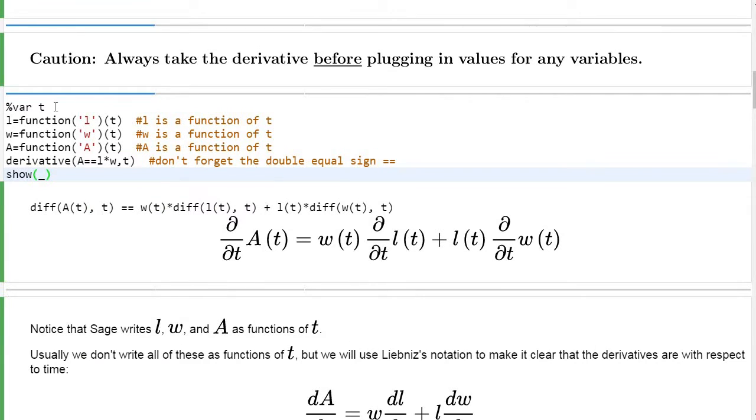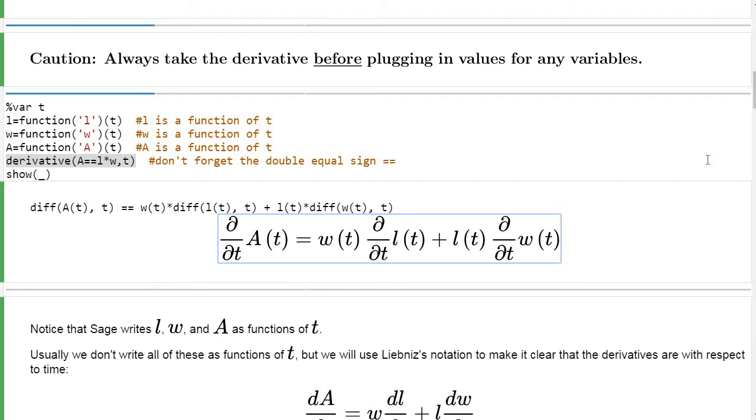So here's how to do that in Sage. Tell Sage first t is a variable, then you need to tell it that L is a function of t, W is a function of t, A is a function of t. We learned about this little function command last time with implicit differentiation. Now that all of these are functions of t, we can take the derivative of our equation, A equals L times W. Remember, two equal signs in an equation. And then comma t here, it says that derivative is with respect to t. And then I went ahead and used show so it looks a little nicer.